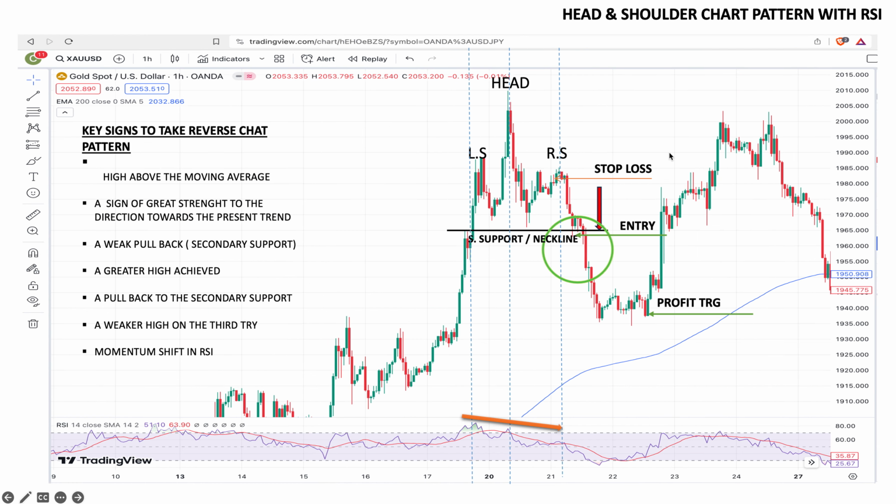Now, the key signs to take in a reversal pattern like this: we have your left shoulder, we have the head, we have the right shoulder, we have the support and resistance, and then we have the entry. And when you look at the RSI, you can see that although the head is way higher than the left shoulder and the right shoulder, you can still see a weakness in strength, because the RSI is a momentum indicator. I've always explained to you, it's always good to have a momentum indicator so it could confirm your bias of the strength in the market of the buyers or the sellers.